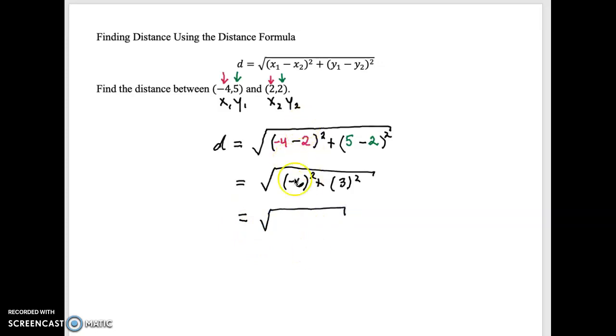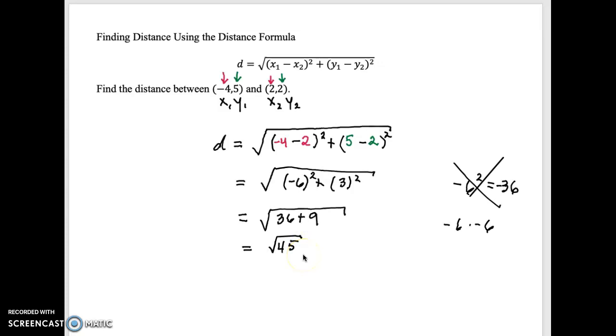Now, some people might forget in this step, this -6 squared, they might have written it like this. And that would be -36. But we don't have that. We have -6 squared, which is -6 times -6. So that's really 36. And 3 squared is 3 times 3, which is 9. And 36 plus 9 is 45.